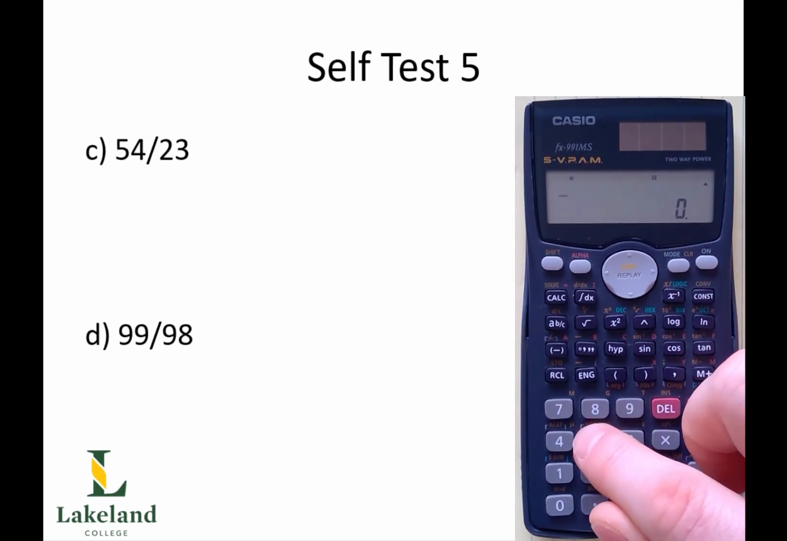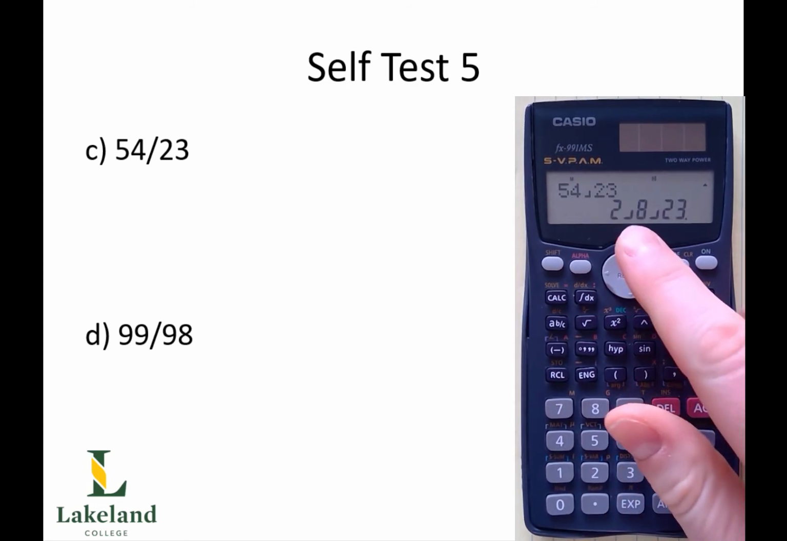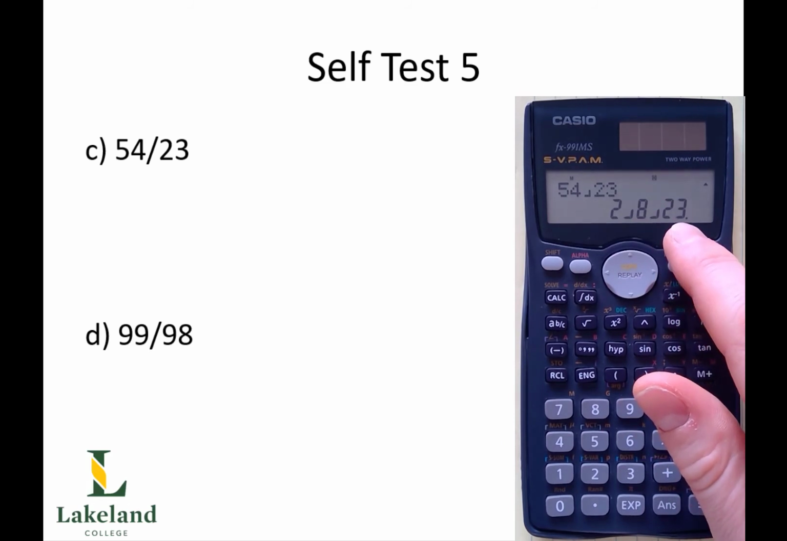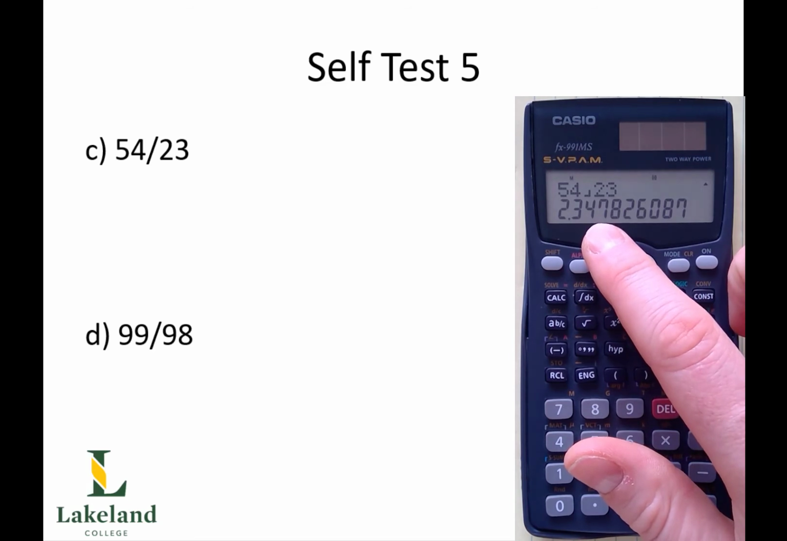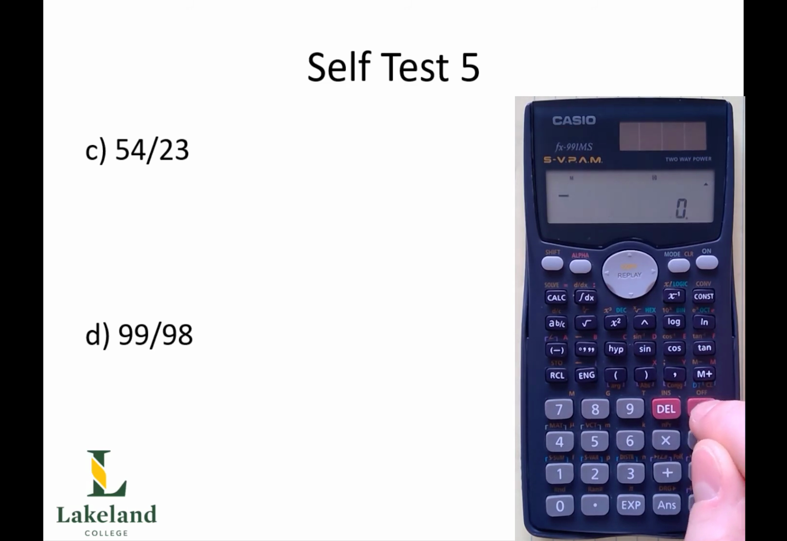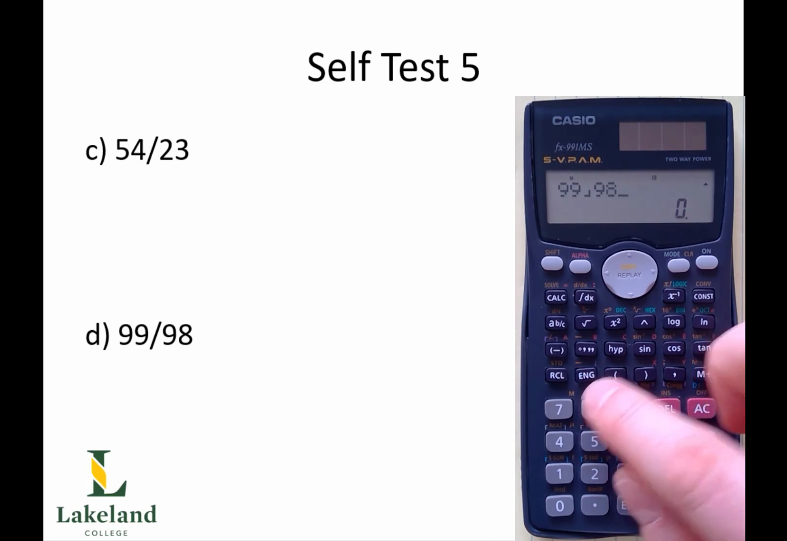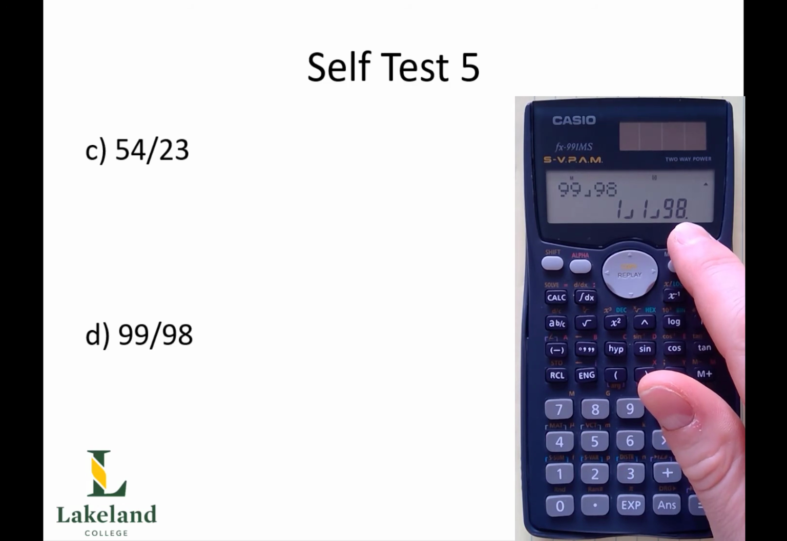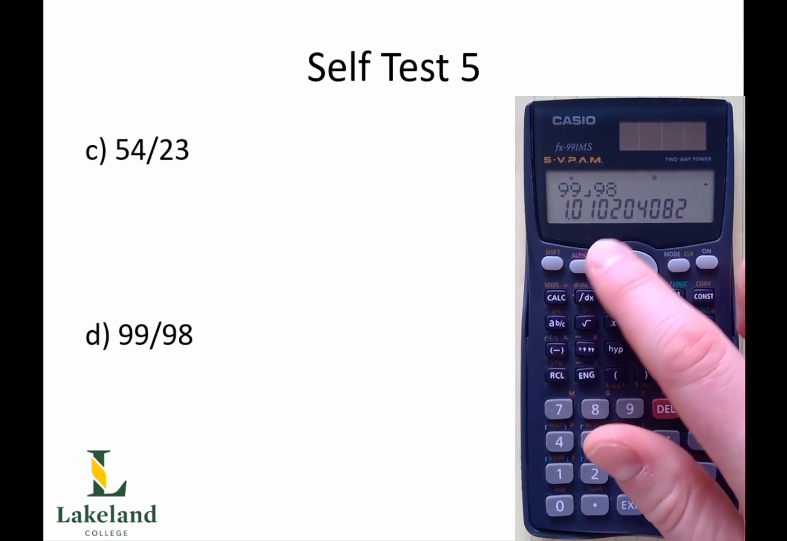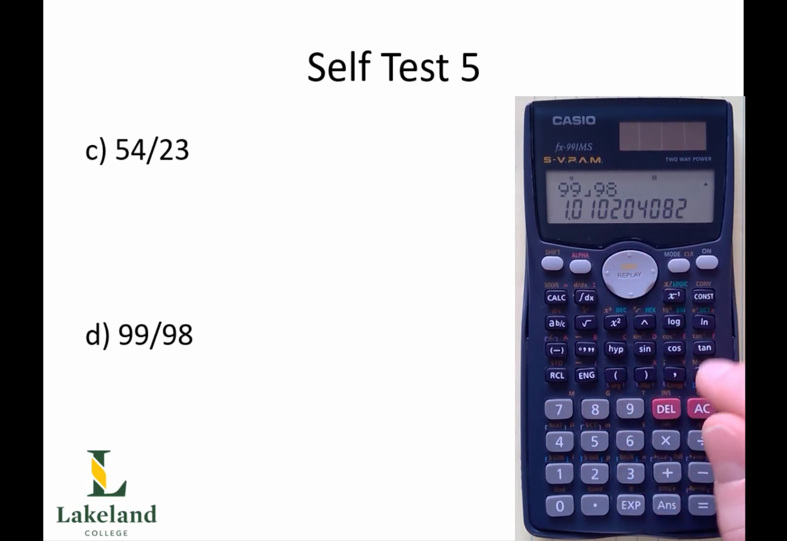For the next one, 54/23 equals, we get 2 8/23 as a mixed fraction. Press our fraction button again, and we get our decimal of 2.348 to 3 decimal places. For the next one, 99/98. First, we get our mixed fraction of 1 1/98. After we press the equals key, press our fraction button, and we'll get it as a decimal, 1.01 to 3 decimal places.